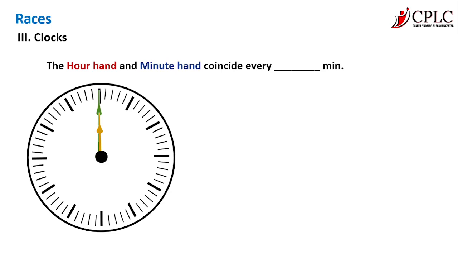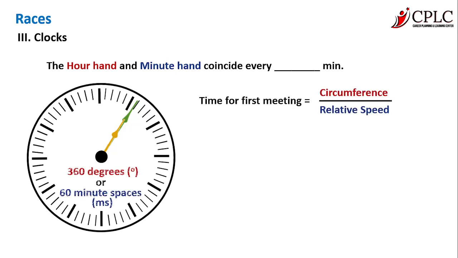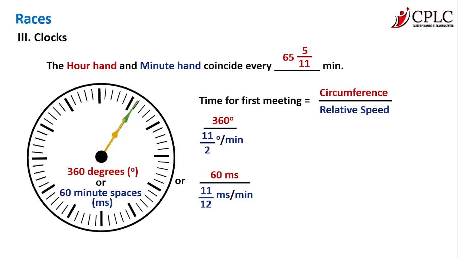So the formula is very simple. It is circumference upon the relative speed. If you take the circumference as degrees, then the relative speed should also be in degrees. And if you take the circumference as minute spaces, the relative speed should also be in minute spaces. In both cases, you are going to get the same answer, which is 720 by 11. 12 6s are 72. Yes, 720 by 11. If you reduce that further to a mixed fraction, you get the answer as 65 5 by 11 minutes.